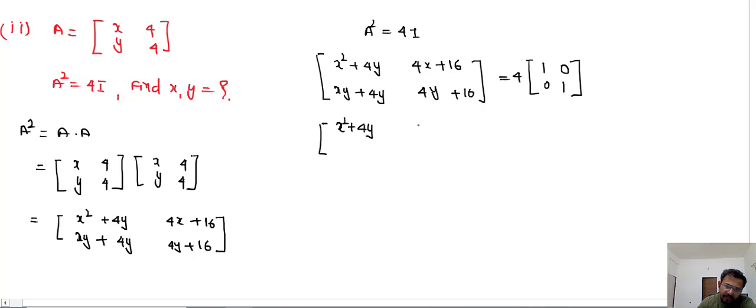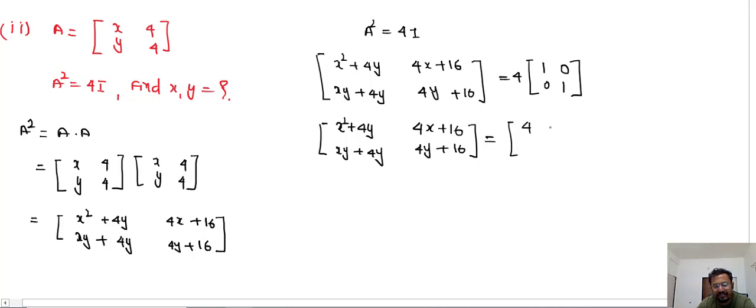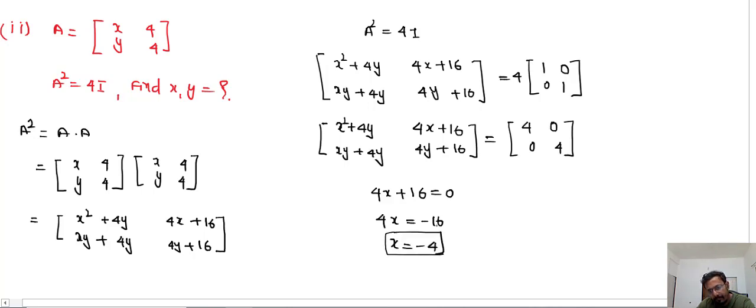Just compare the 4x plus 16 with 0. So 4x plus 16 equal to 0. 4x equal to minus 16, so x equal to minus 4, the first answer. Same, compare 4y plus 16 with 4. 4y is equal to 4 minus 16, so 4y is equal to minus 12. So y is equal to minus 12 by 4, so minus 3. Okay, so this is the way to solve the examples.